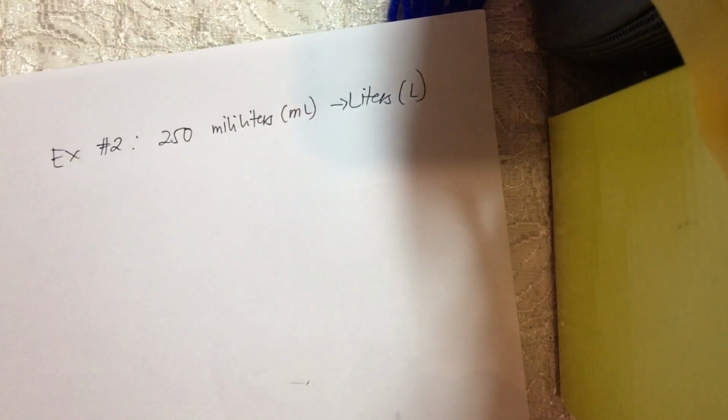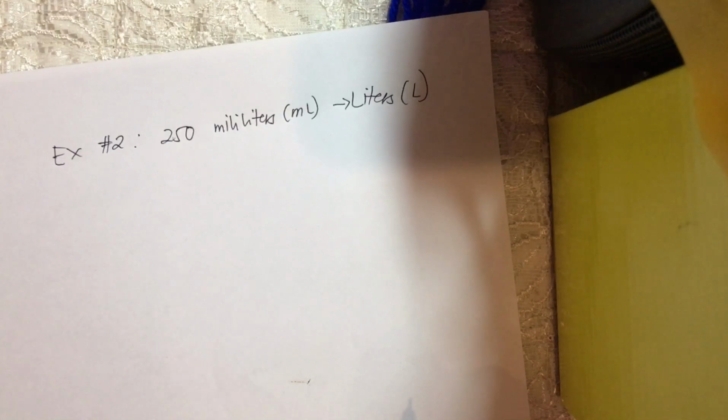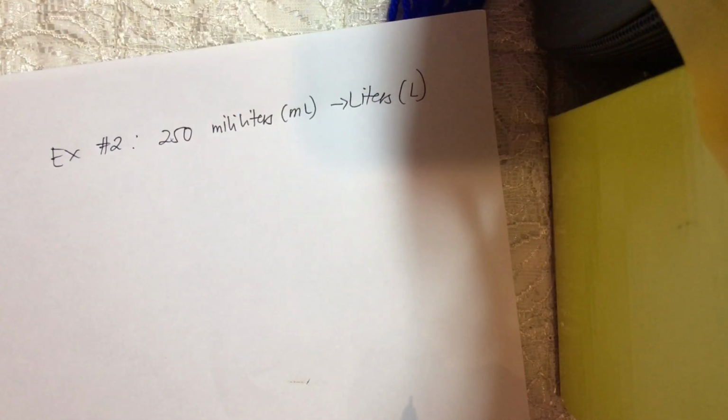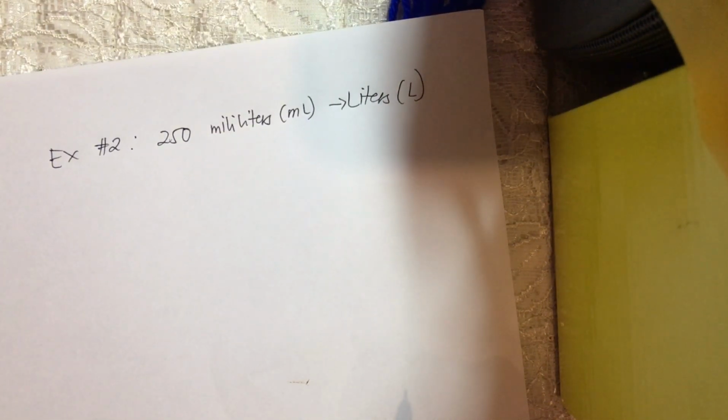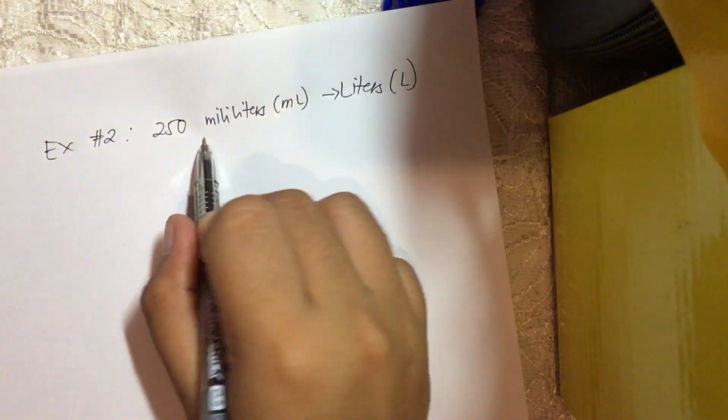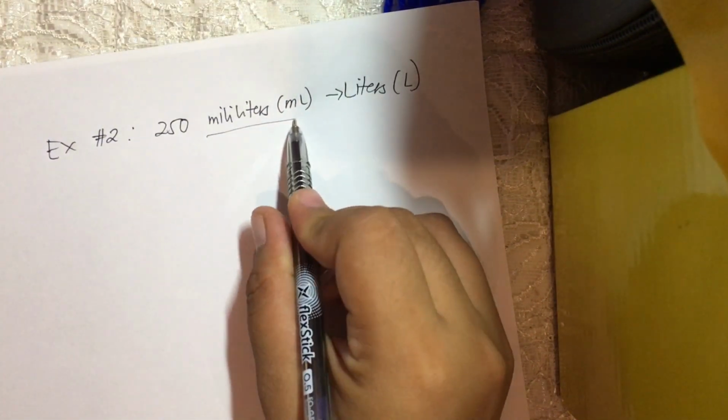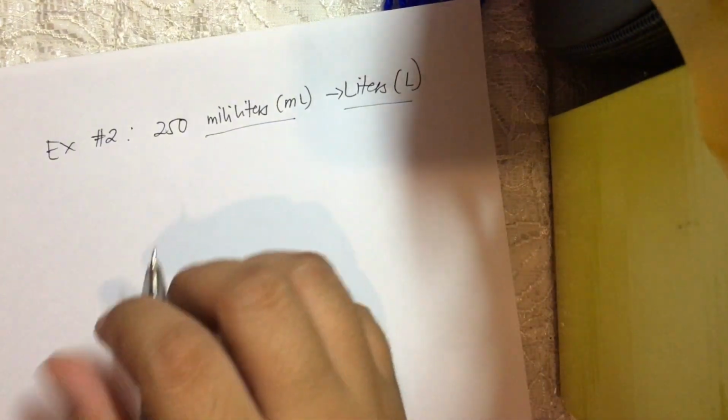So, do you understand, class? Do you want another example? Okay, I will give you another example. Let's have another example. So, for our next example, we have 250 milliliters to liters. So, again, what will we do first, class? Yes, to identify the starting unit and the desired unit. So, the milliliters are the starting unit and the liters are the desired unit.